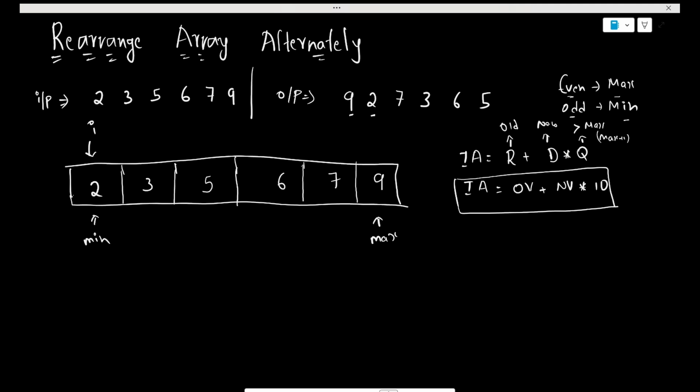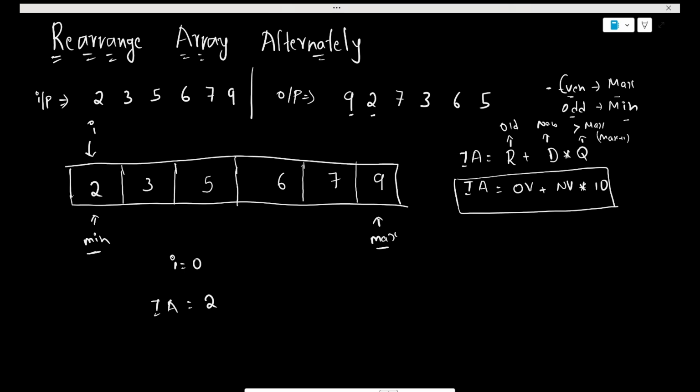Now let's follow. First i is equal to 0. Whenever i is equal to 0, it is even. Even means we have to take max. So whenever we fill an even index, we have to take from max, and whenever we fill an odd index, we have to take the number from min. That's it. So intermediate answer is equal to, what's the old value? 2.